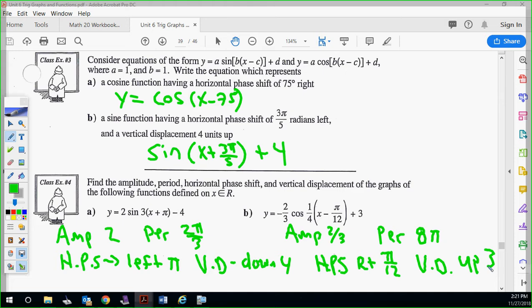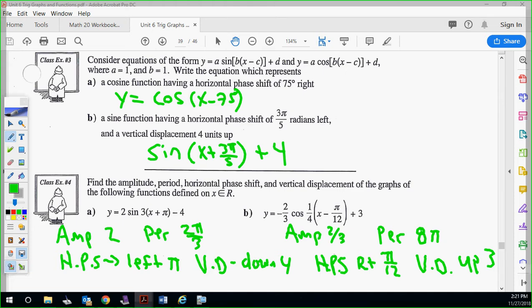Okay, any questions? Yeah. The periods? So remember, the period is this number flipped times 2 pi. So that's 3, 1/3 times 2 pi is 2/3 pi. This one, flip 1/4 is 4. 4 times 2 pi is 8 pi. Yeah. Any other questions? Good?